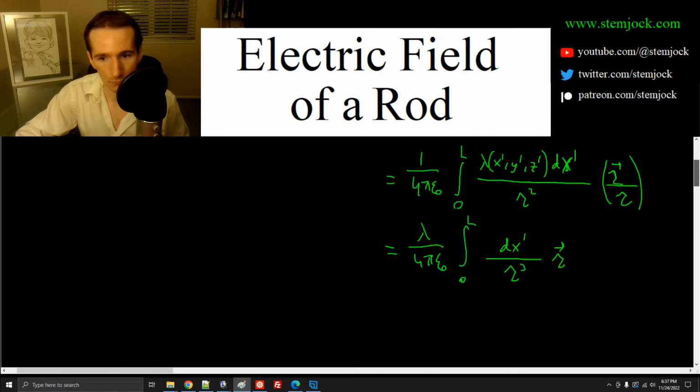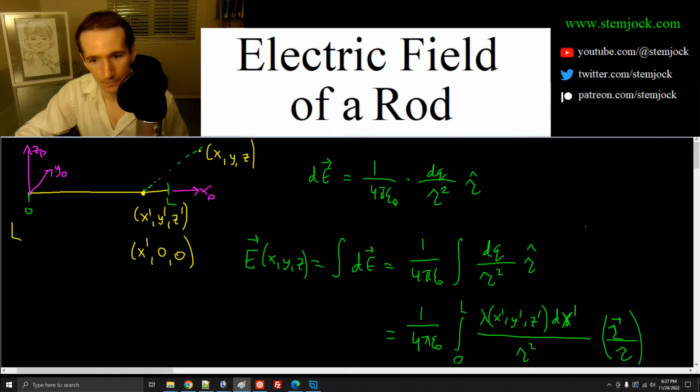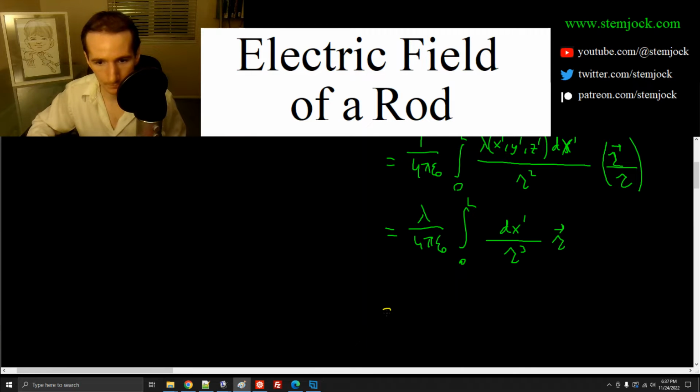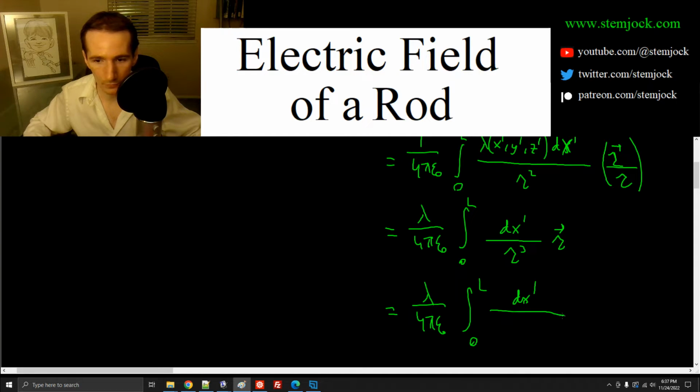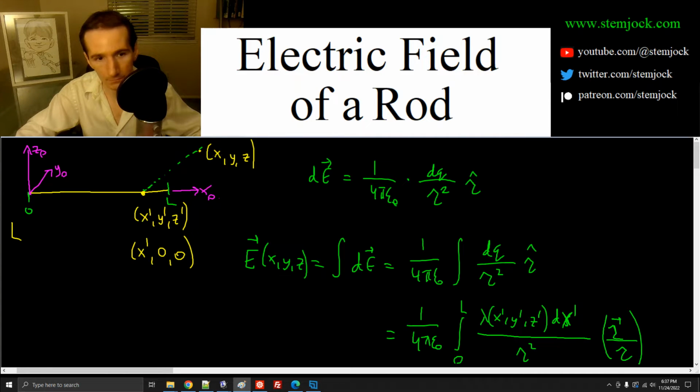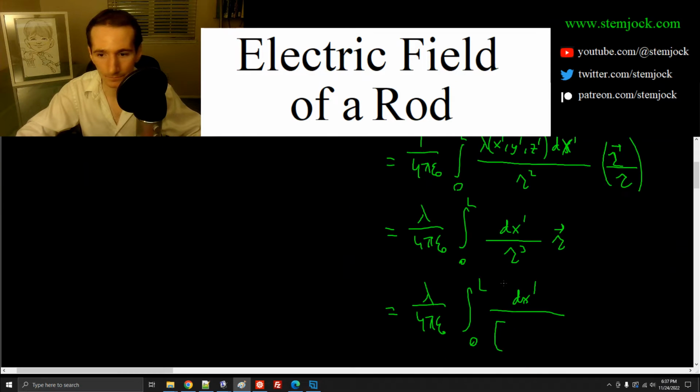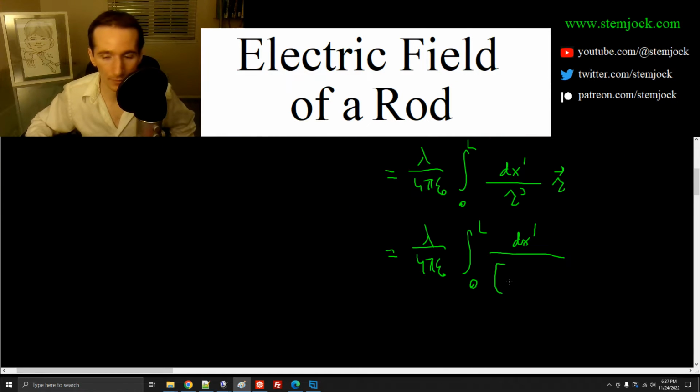Okay, so the next step is to write out what the distance is. So this here is going to be lambda over 4 pi epsilon 0, integral from 0 to L, dx prime over. Now the distance here is going to be x minus x prime. We simply subtract the components and square it. So x minus x prime squared plus y minus 0 squared plus z minus 0 squared, and we cube that.